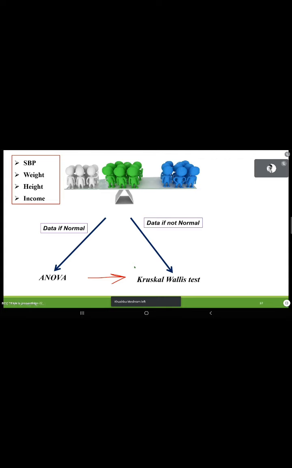Kruskal-Wallis is saying that if you have 3 groups, you are supposed to do ANOVA. Whenever ANOVA violates the assumption of normality, you should go for the non-parametric version of ANOVA, that is known as Kruskal-Wallis ANOVA. Clear, no? Yes, sir, clear.